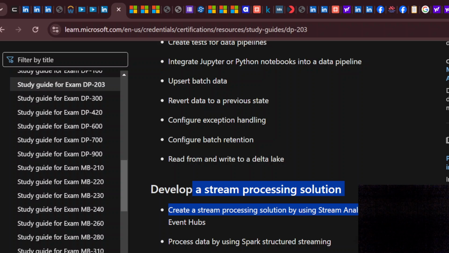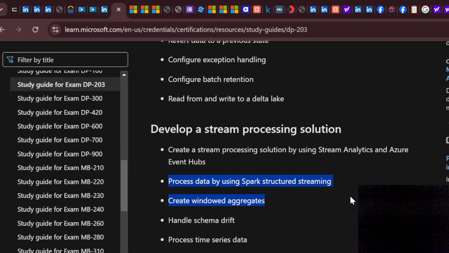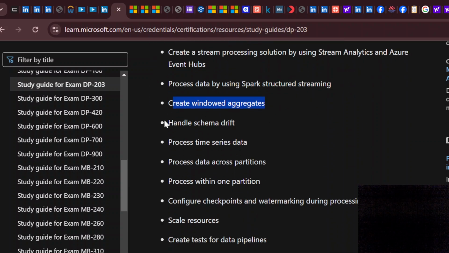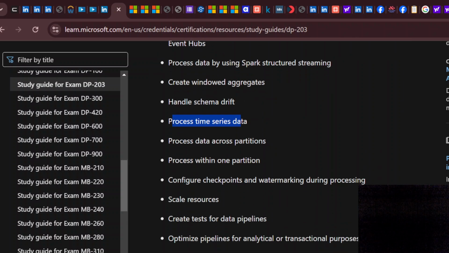Stream processing, streaming, right? IoT. Also by using Stream Analytics and Azure Event Hubs, process data by using Spark structured streaming, create windowed aggregates, handle schema drift. So what we are seeing, stream processing: handle schema drift, process time series, process data across partitions, process within one partition, configure checkpoints and watermarking during processing. So these are very unique concepts. Scale resources. Every concept has a practical application.